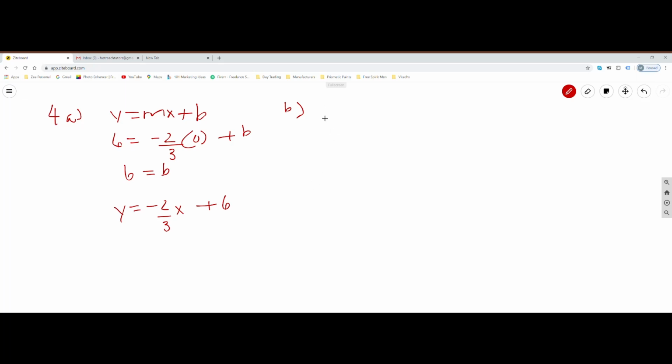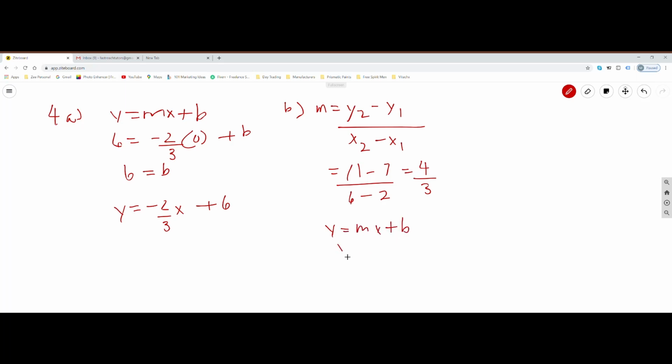You have to first determine the slope. So slope equals y2 minus y1 over x2 minus x1 equals 11 minus 7 over 6 minus 2. Have 4 over 3. Y equals mx plus b. Y equals 4 over 3x plus b.